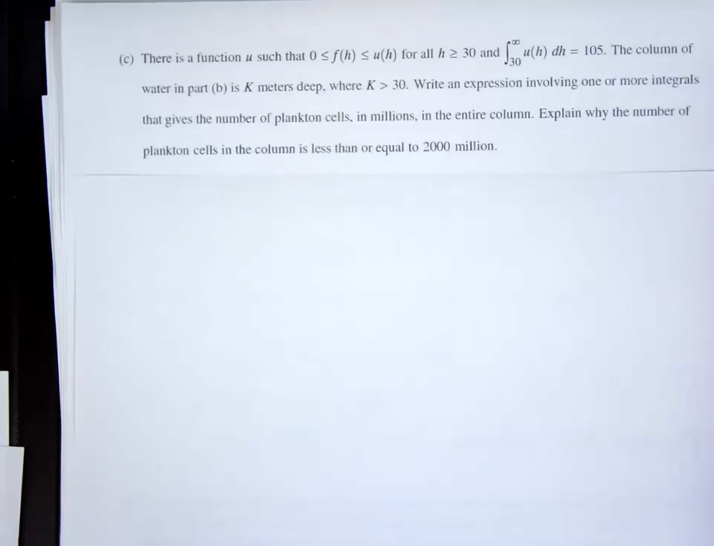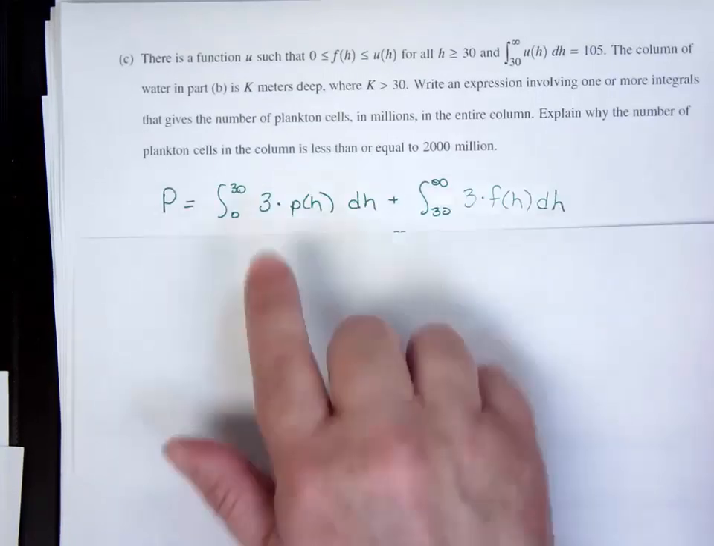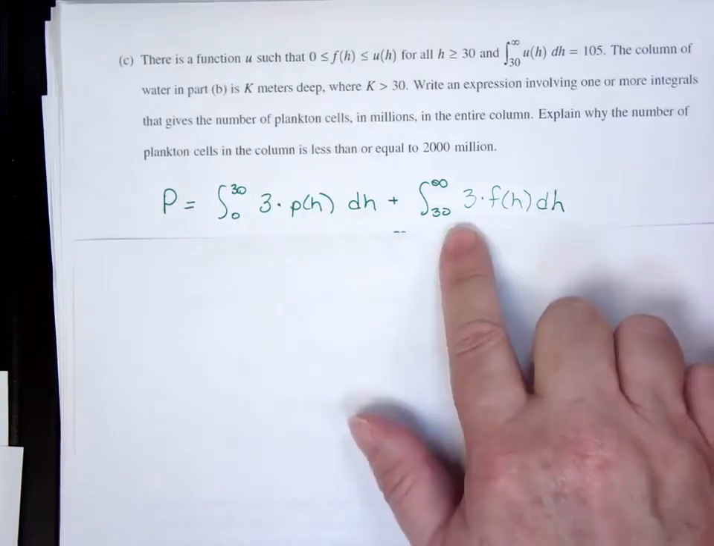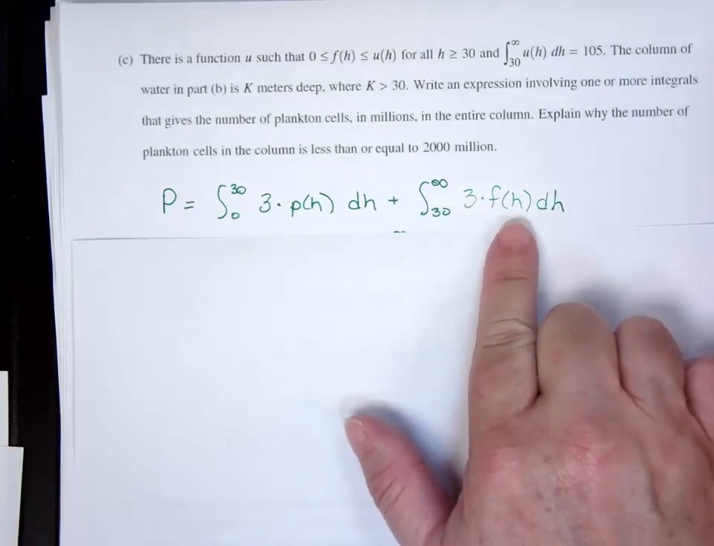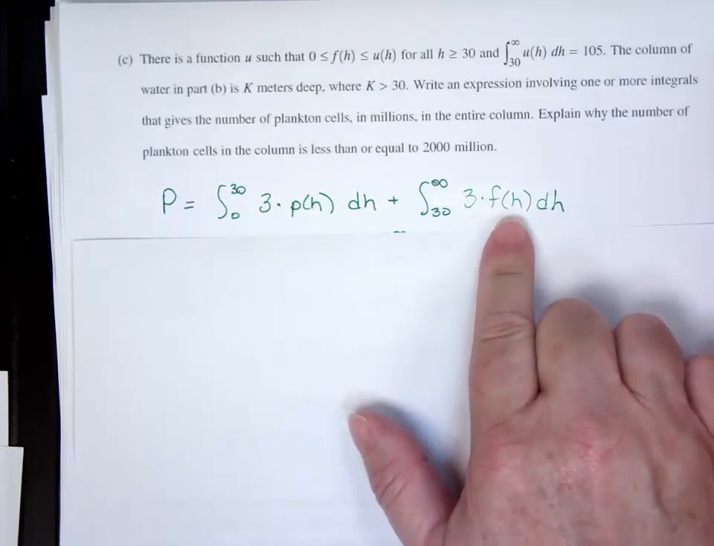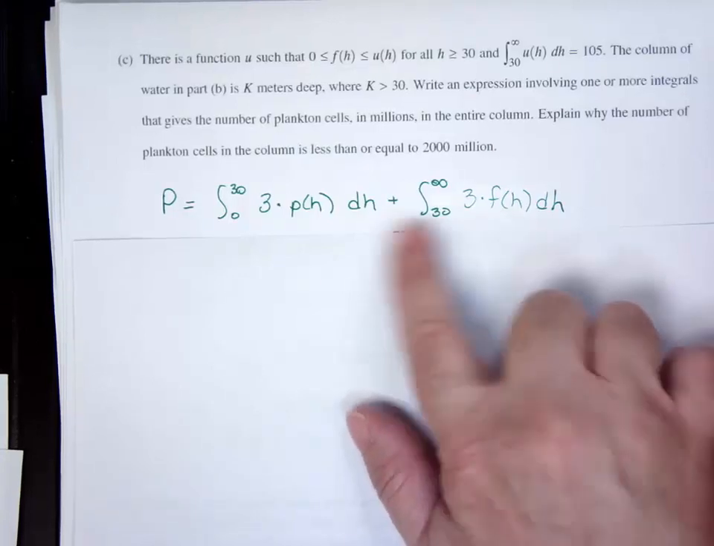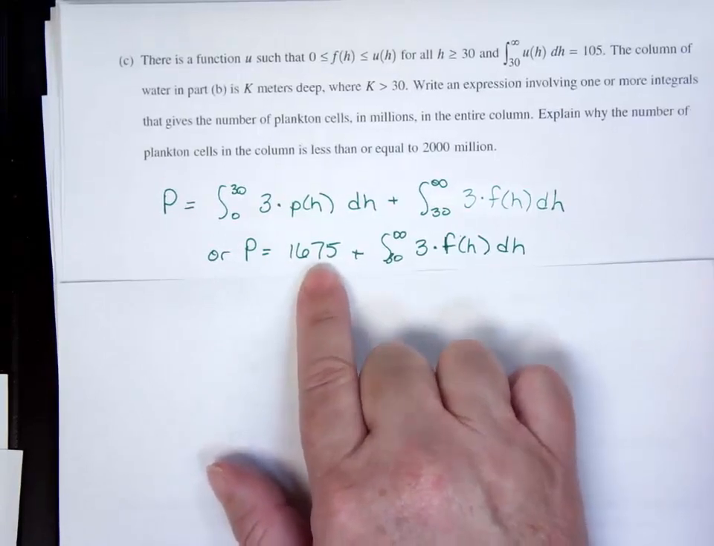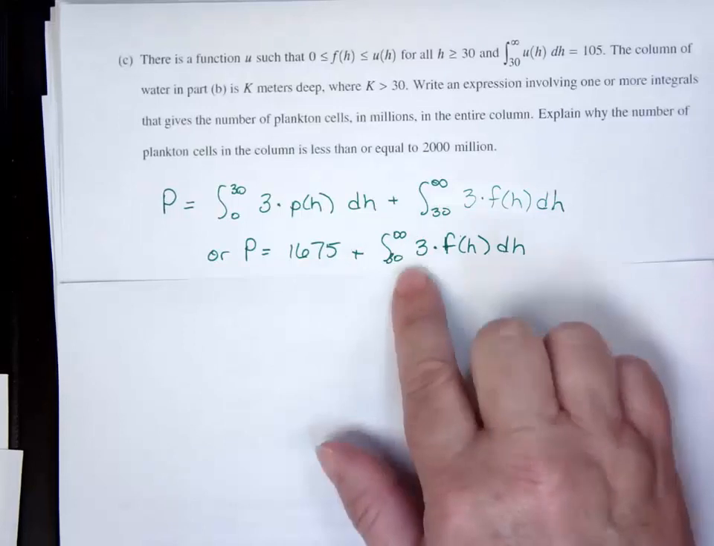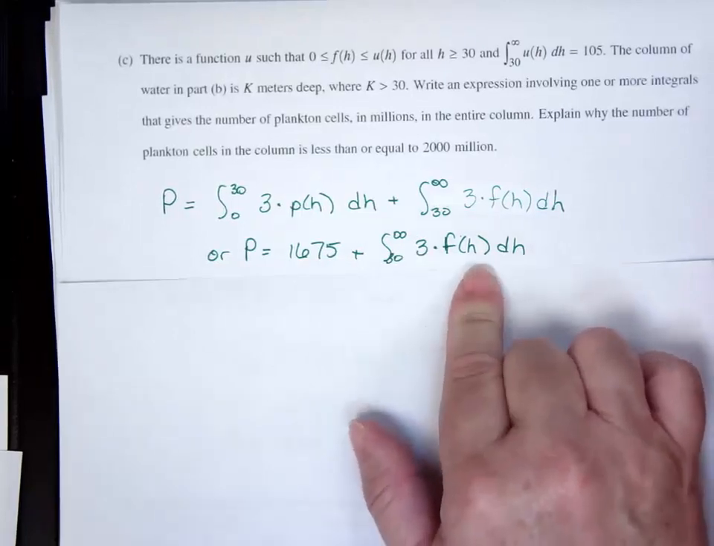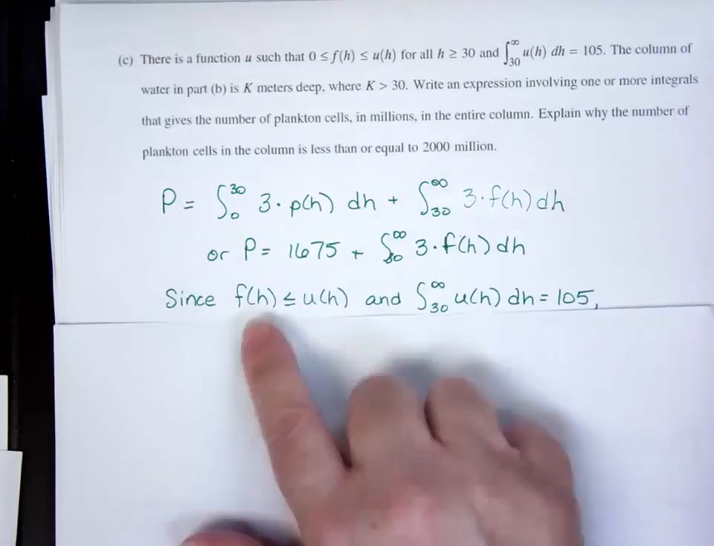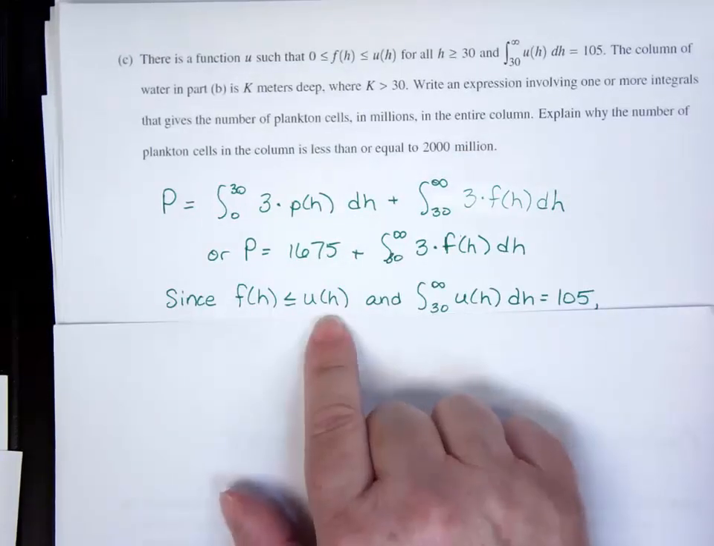So, first of all, we have two integrals. We have down to the depth of 30, 3 times p of h, which is what we did a minute ago. And then we have 30 to infinity of 3 times f of h, because f of h defines the density beyond 30 meters. So what you could do is you could write it this way, or you could go ahead and substitute in the value we got in part B, which was 1675. So then it's 30 to infinity of 3 times f of h dh. Now, how do we get this second part that is less than 2,000 million? Well, first of all, we know that f of h is always less than or equal to u of h.